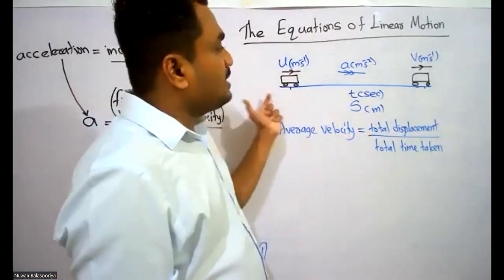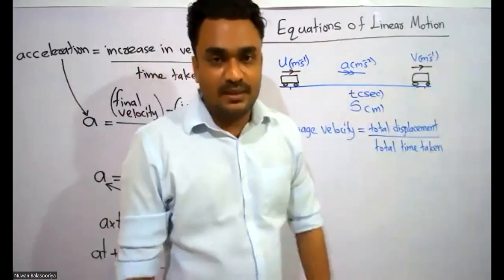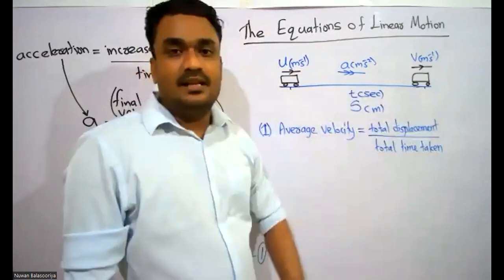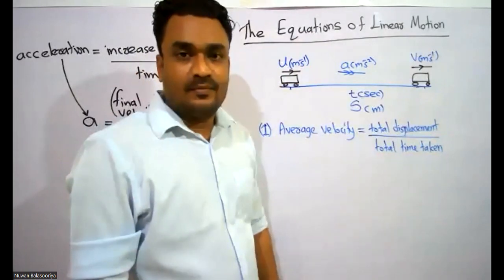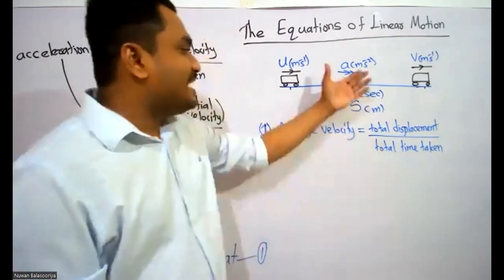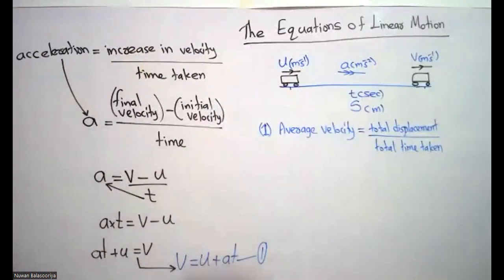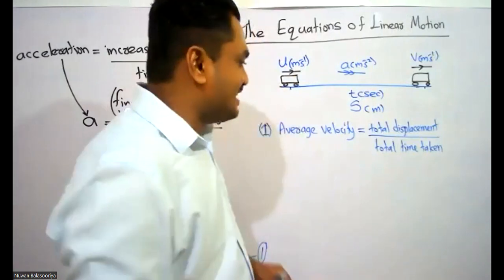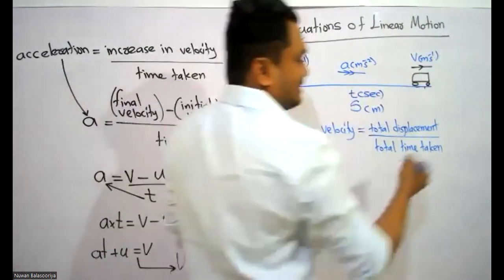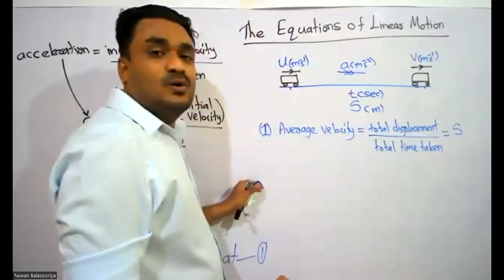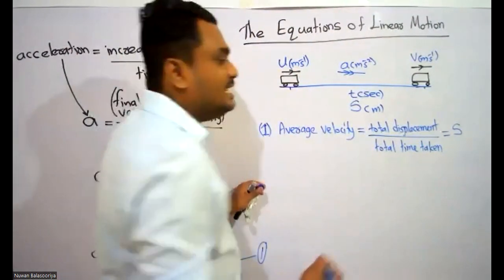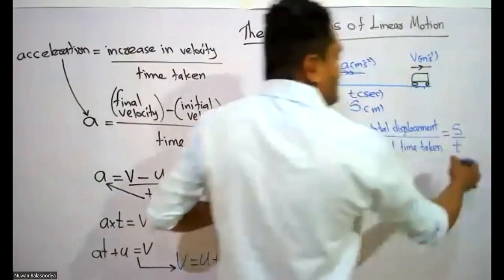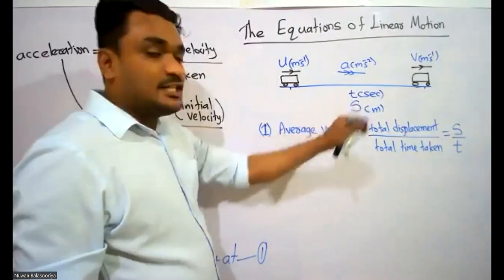Now look at the figure here. What is the total displacement in this motion? Lamai, just look at the figure and tell me what is the total displacement. S. Yes, why not? Total displacement is S. You are confused when I ask questions, right? What is the total time taken? T. So average velocity is S over T, total displacement divided by time taken.